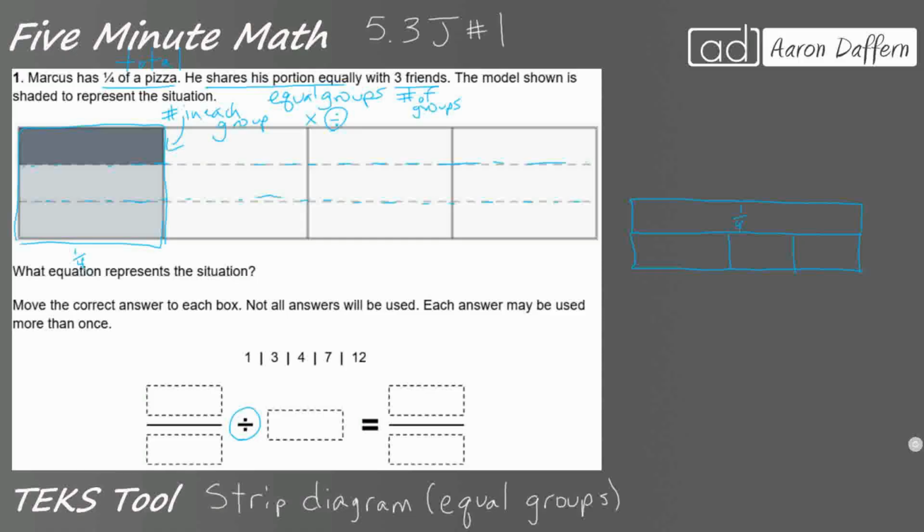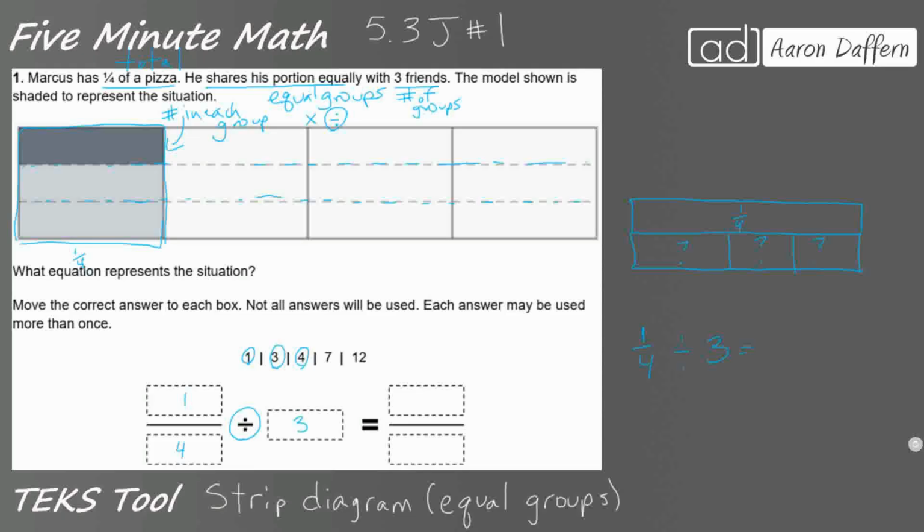Okay? So I could now take this and I could turn this into an equation. I could say 1/4 divided by 3 equals. All right, so we can start with that. We can take this 1, put it right here. Take this 4th right here. That's our dividend. Our divisor is 3 because there's 3 friends. Now, how much is each piece?